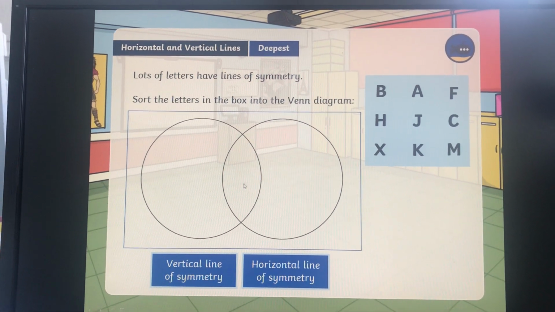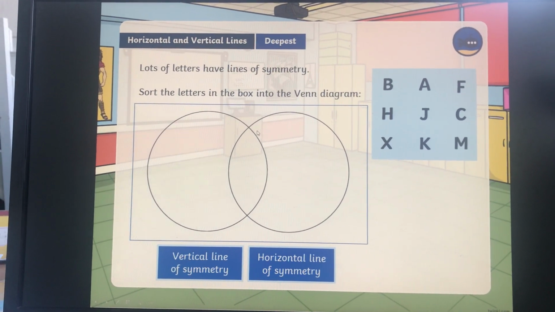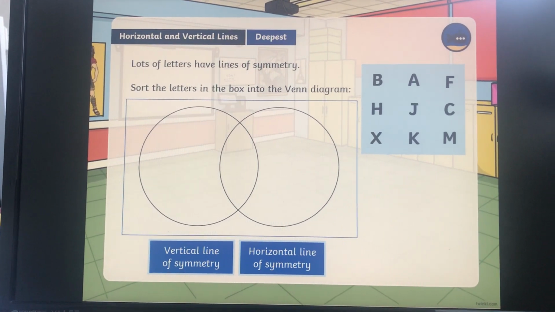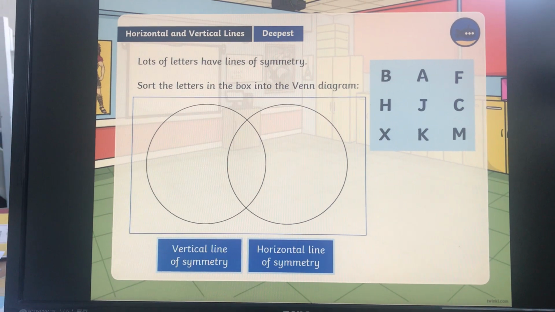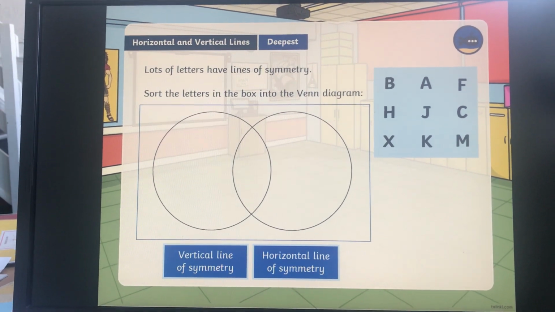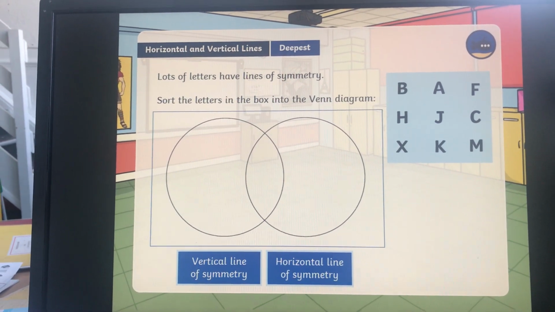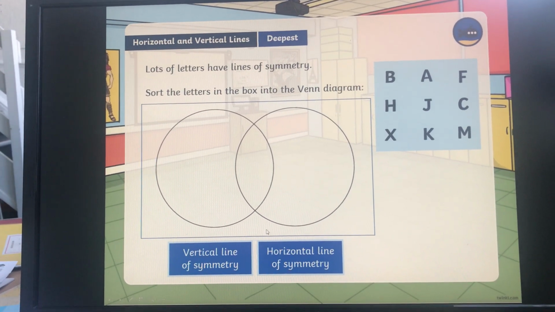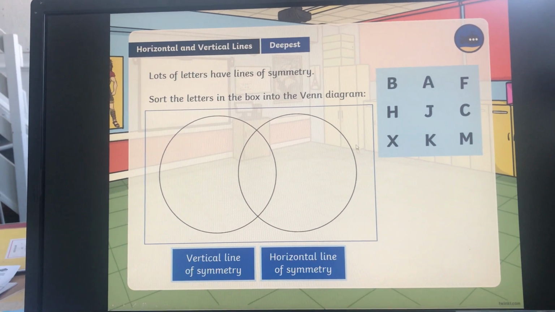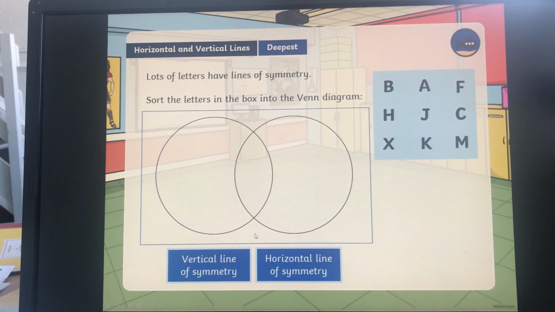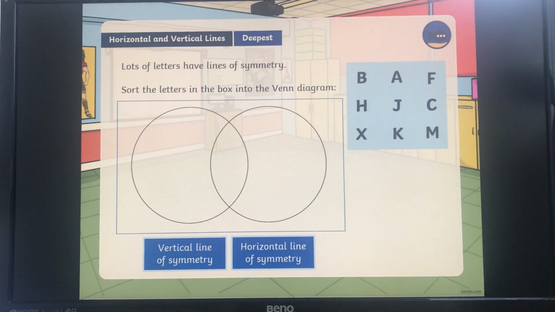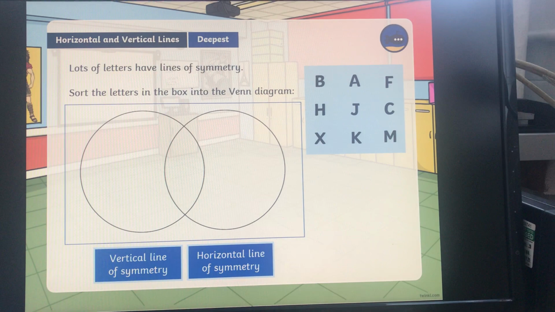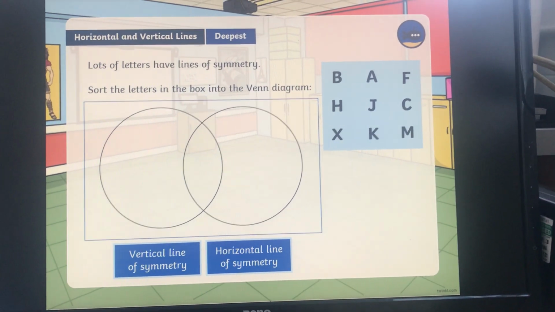In this section here, in the middle, the intersection, letters that have both a vertical and a horizontal line of symmetry. And if there happen to be any letters that have no lines of symmetry, they need to be placed on the outside of all of the Venn diagram, so not in any part of the Venn diagram. So pause the video now, see if you can organise the letters, and then you can play it again and see if you got the answers correct.